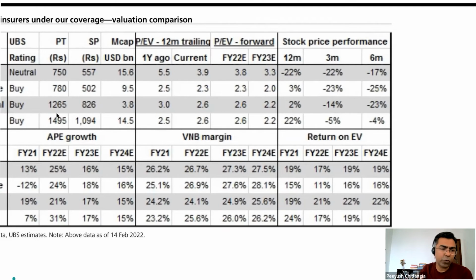But you could take any one of those columns. Let's say you take the P by EV 12-month trailing, and you look at the current column there. You'll see that HDFC Life gets a slightly higher valuation than ICICI Pru or SBI Life. Now, there is a reasoning behind that. SBI Life, I think, is predominantly ULIP, around 60% of their policies, so margins are lower in that context, and so it is not necessarily strictly comparable with HDFC Life.